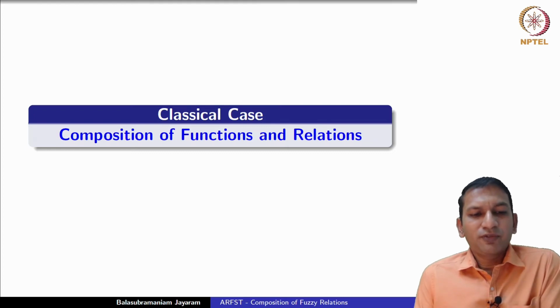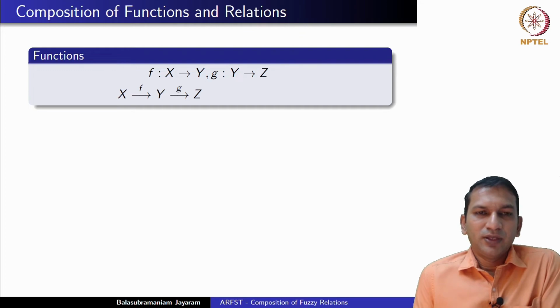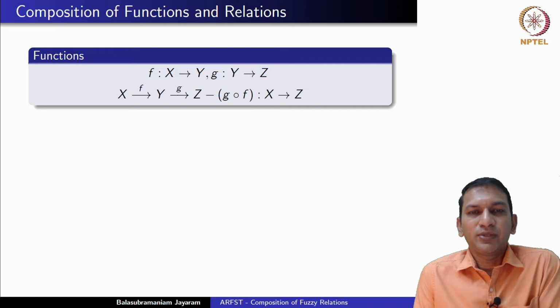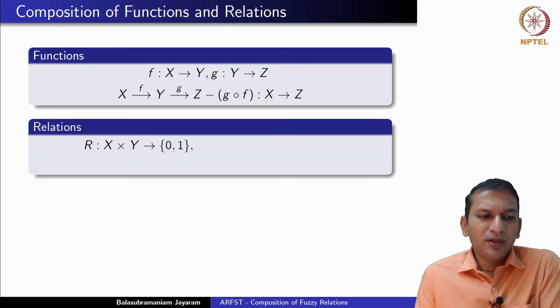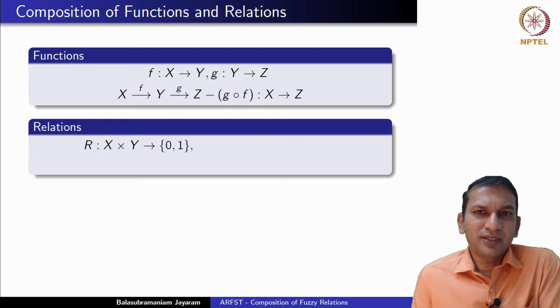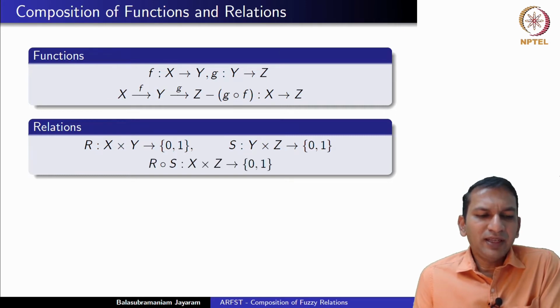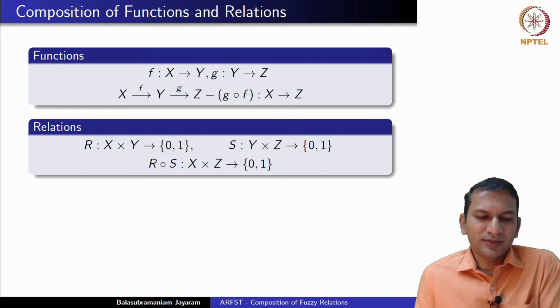Now, let's look at composition of functions and relations in the classical case. Let's have a function f from X to Y and g from Y to Z. We typically write the composition of functions as g circle f. f acts first to take X to Y and then g acts on it to take Y to Z. So typically we write it as g circle f, a function going from X to Z. However, if we look at relations in the classical case, if R is a relation on X cross Y and S is a binary relation on Y cross Z, we typically write it as R circle S, which is a relation from X cross Z to the set {0, 1}. We will follow this convention when we are discussing relations.